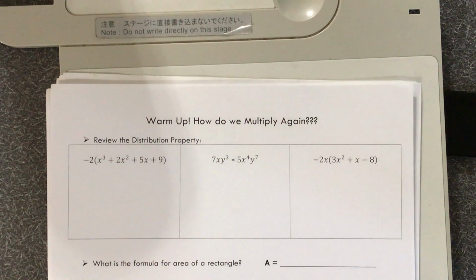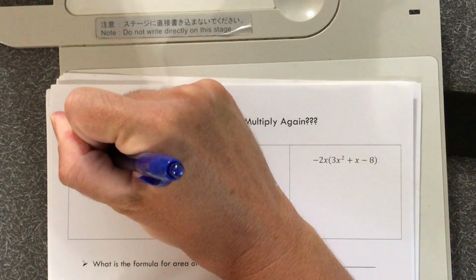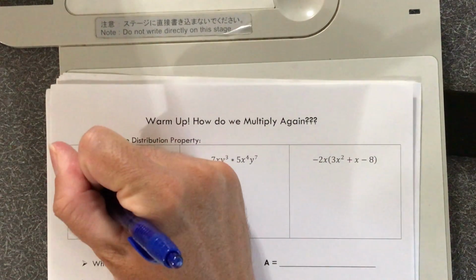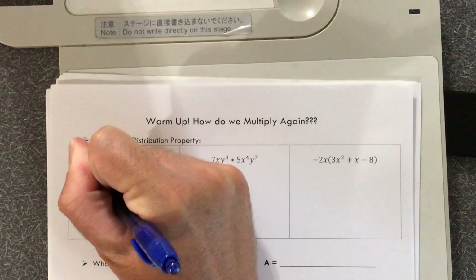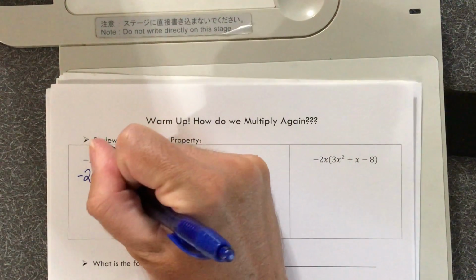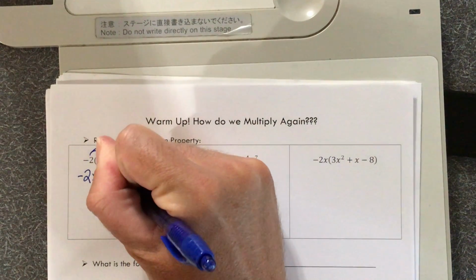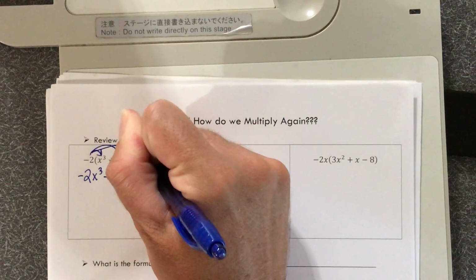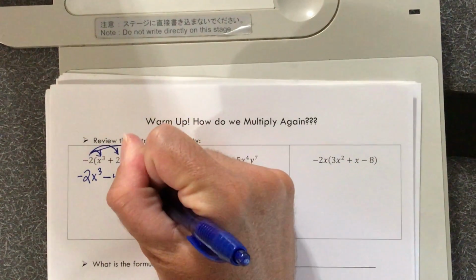Again, we're not considered simplified if we have parentheses. So to get rid of the parentheses, we're going to distribute whatever is in front of the parentheses. So in this case, it's the negative 2. So when I distribute to the x cubed, it's going to become negative 2x to the third. And then a negative times a positive is a negative, so minus 4x squared. Then minus 10x.